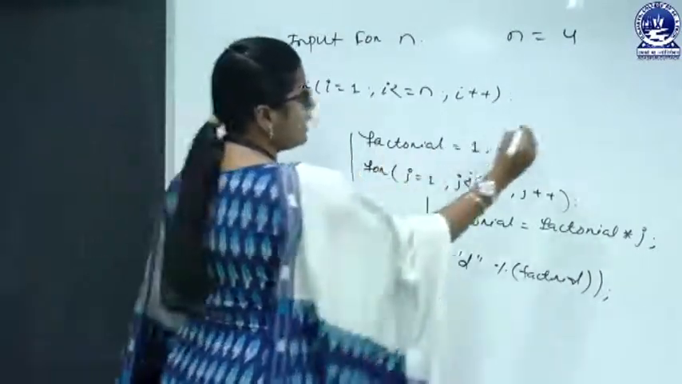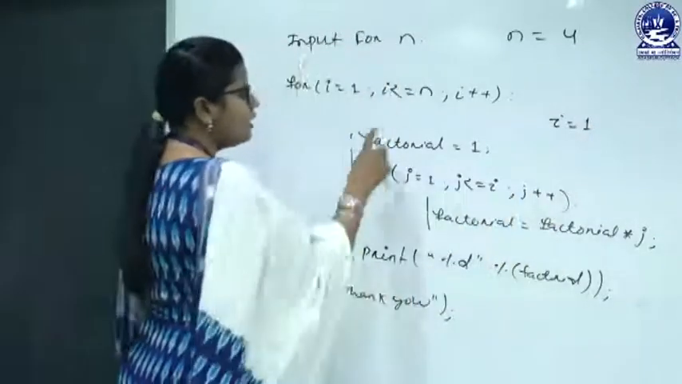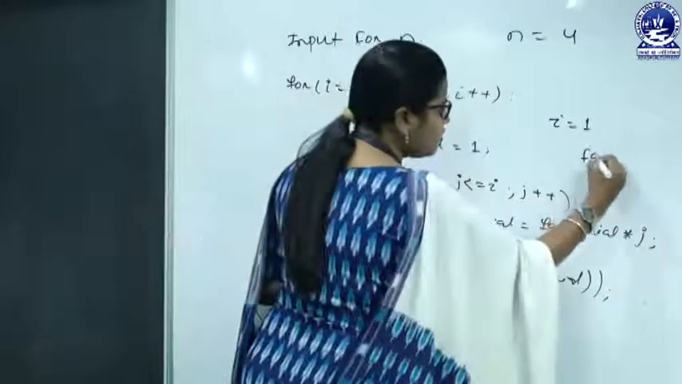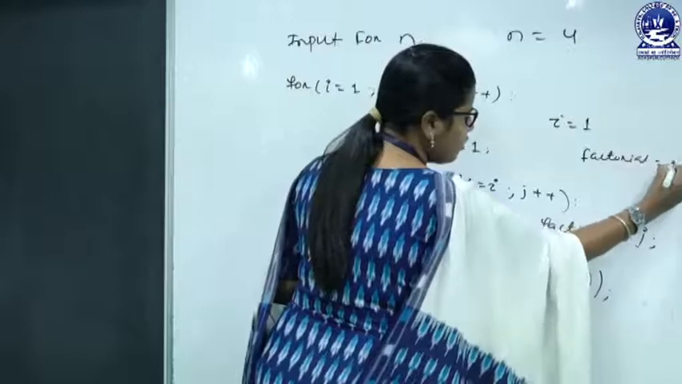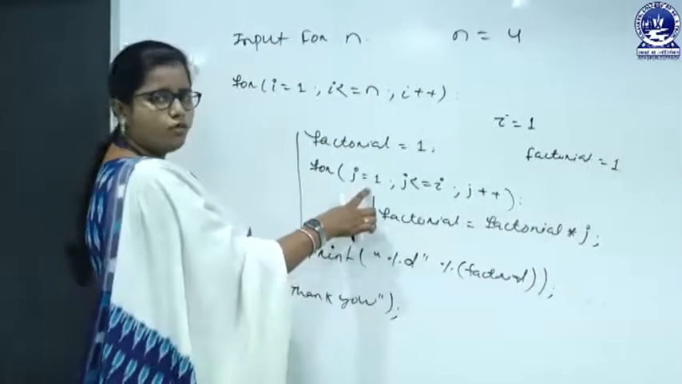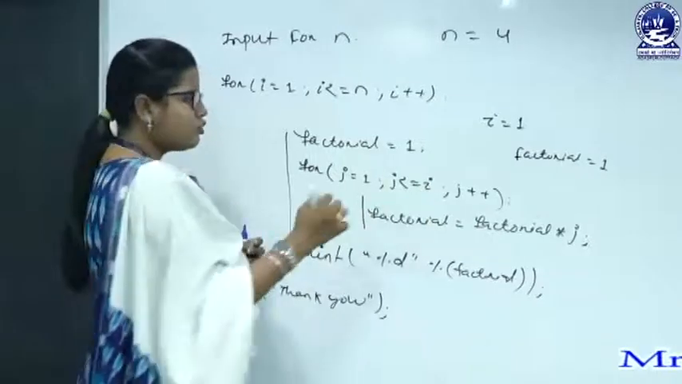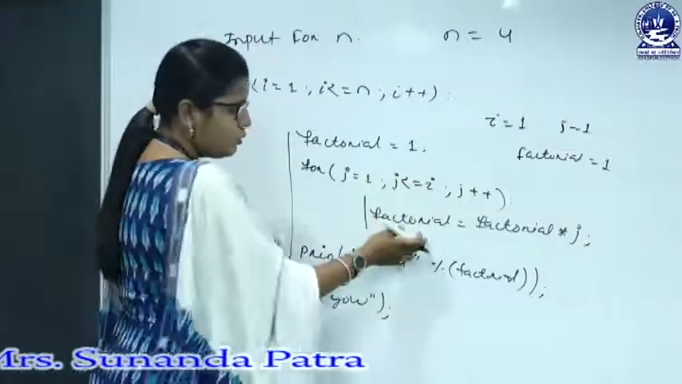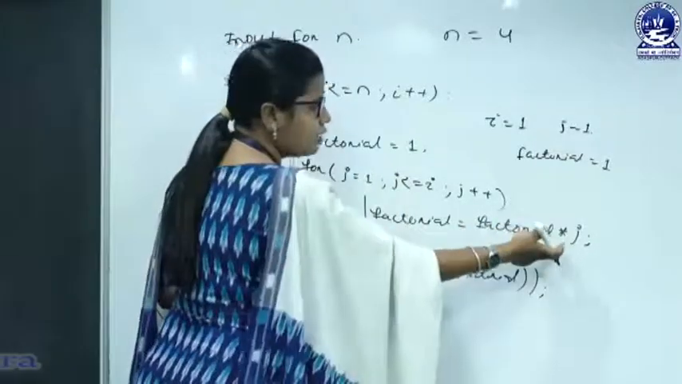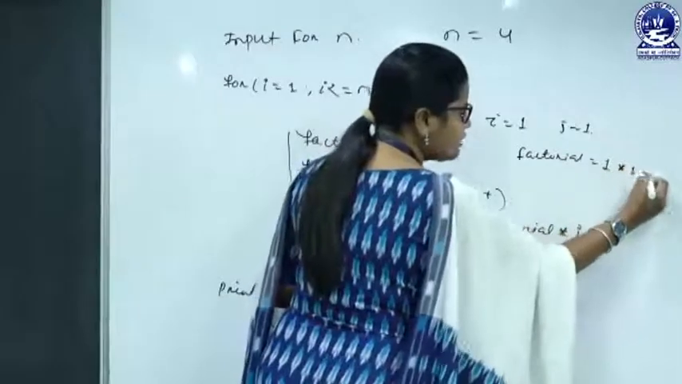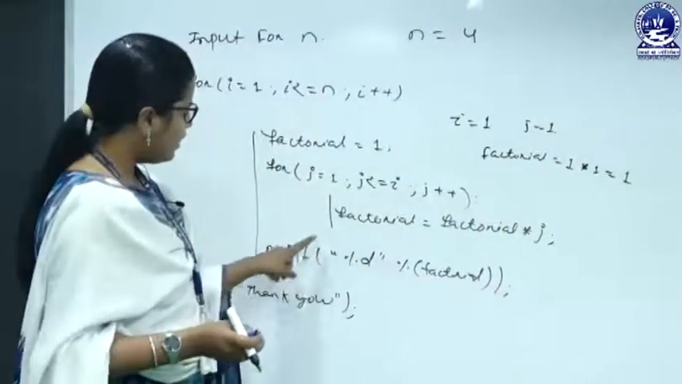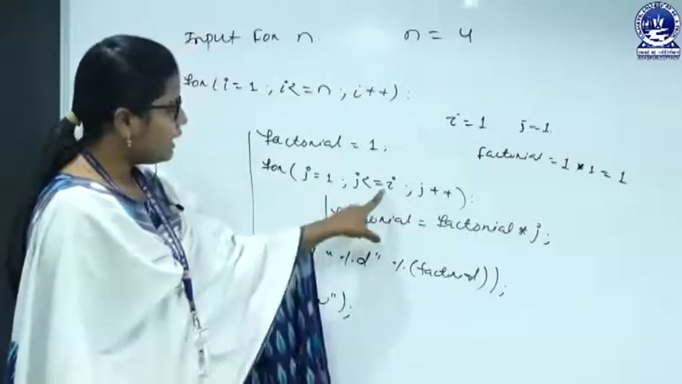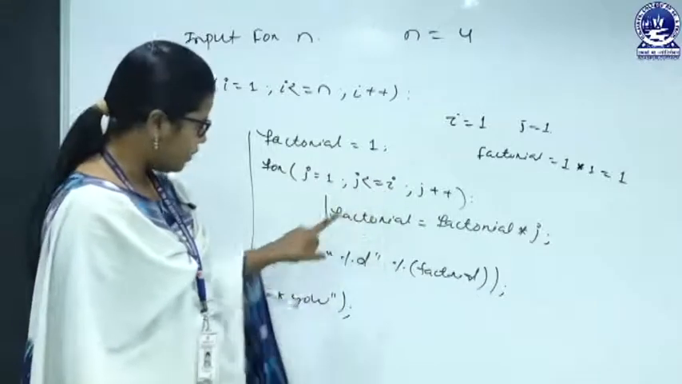So what is the value of i here? i equals 1. Then i less than or equal to 4, true. Then here we will come, then factorial equals what? Factorial equals 1. Then j equals what? 1. j less than or equal to i, true. Here j equals what? 1. 1 less than or equal to 1, true. Then we will go here. Factorial equals factorial into j, 1 into 1. What is the value here? 1. Then j plus plus. j will get incremented by 1, that will be 2. Then 2 less than or equal to 1, condition false. Then we will go here.